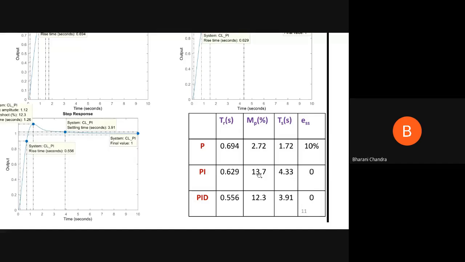However, there is some slight sluggishness due to this integral action. That means the settling time is more, and you can see that the overshoot is also very high. There is not much difference in the rise time here.